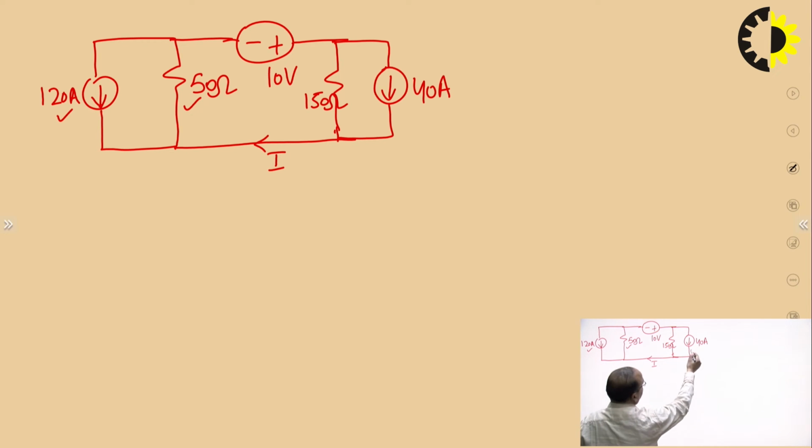Similarly, this current source of 40 ampere, it is having 150 ohm in parallel with it, and it will also be converted to an equivalent voltage source. And after doing these conversions, the circuit will be simplified and we will be able to find this current I in the given branch from the circuit. So, if we do it, it will be like this.